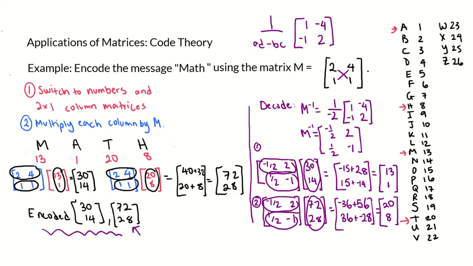So you can see that we do get our original columns back, which were [13; 1] and [20; 8]. So after seeing this decoded message in numbers, we'd switch back to letters. So 13 goes with M, 1 goes with A, 20 is T, and 8 is H, and we get the message back, which was "math."